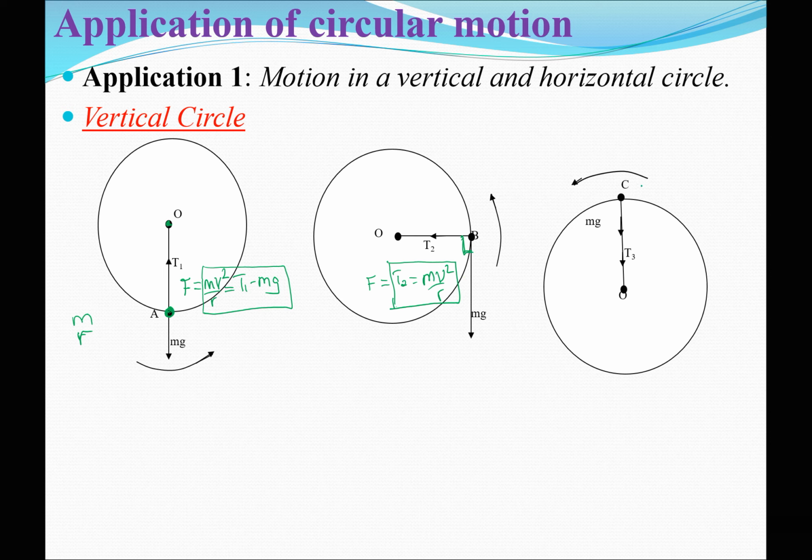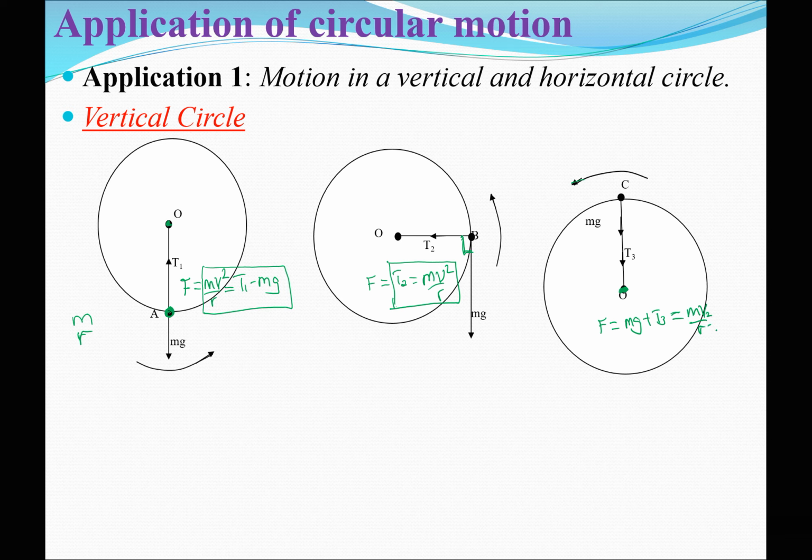In position 3, the weight is acting towards the center, and the tension, because the person pulling on the string is at the center of the circular path, is also towards the center. In position 3, the resultant force on the object is its weight, mg, plus the tension T3, and this is what provides centripetal force mv squared over r.